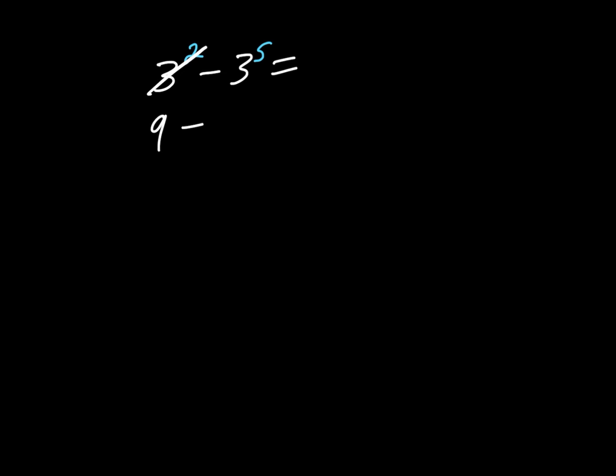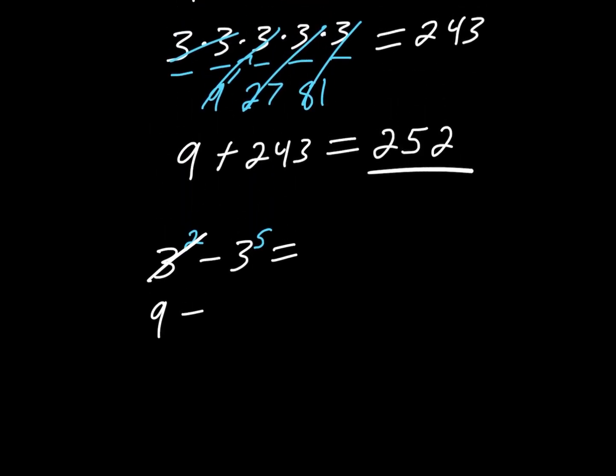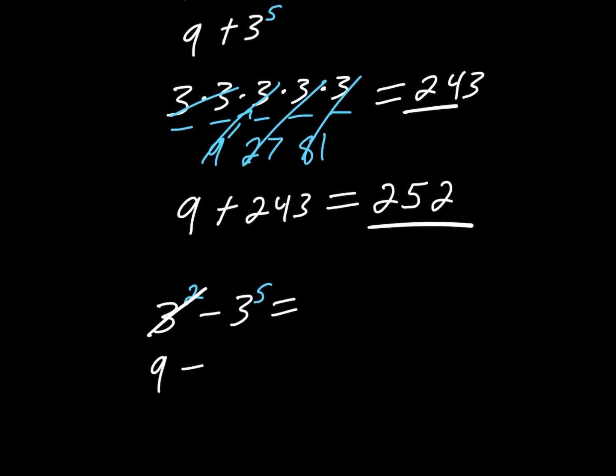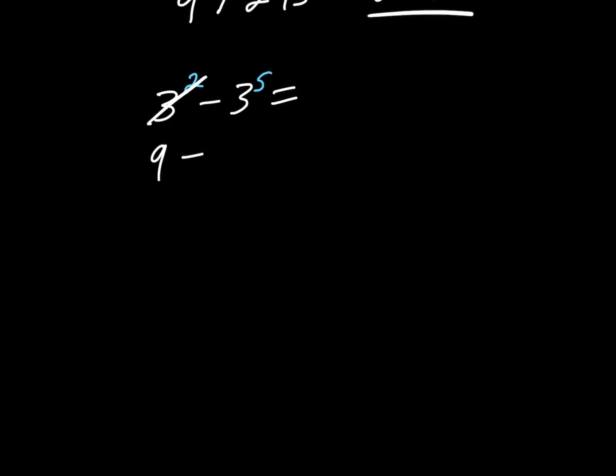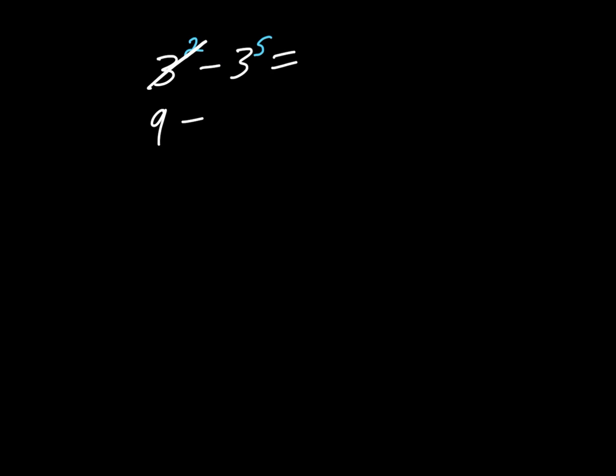Well, 3 to the fifth power, if we look over here, we saw that it was 243. So 3 to the fifth power is 243, so let's write that in: minus 243. Now, what is 9 minus 243? Of course, we're going to get a negative number. It's going to be negative 234. That's how you subtract numbers with exponents.